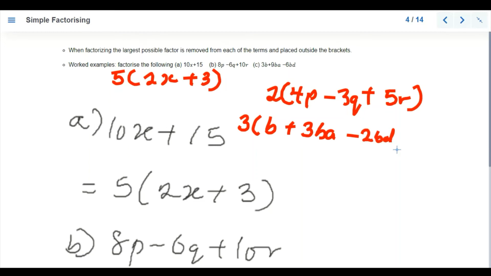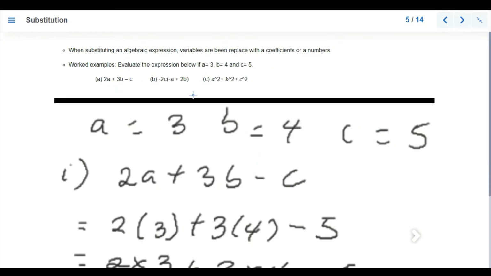And that leads us to the next slide that we have there. So let's check what we have in the next slide. Okay, so what this one is telling us is that wherever we have a, now we have 3, b is replaced with 4, and c is replaced with 5.